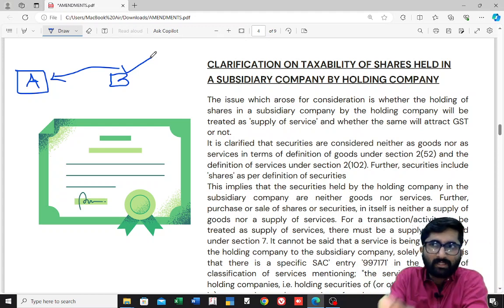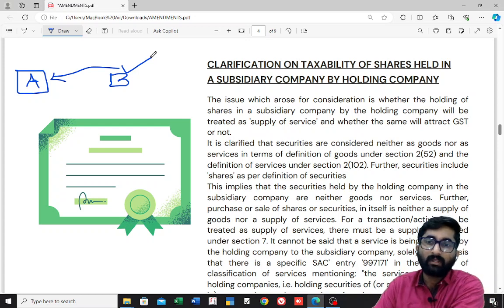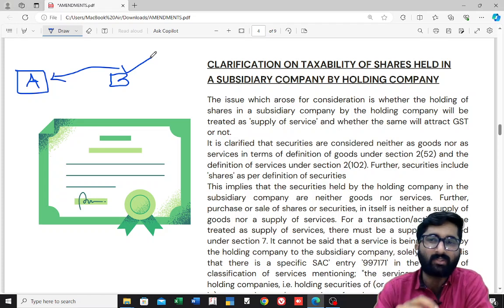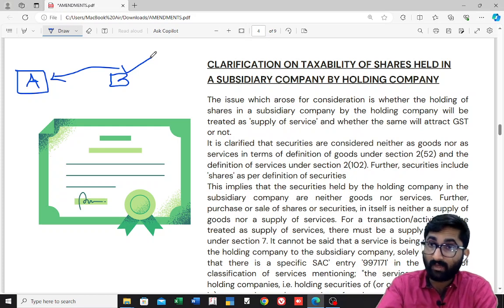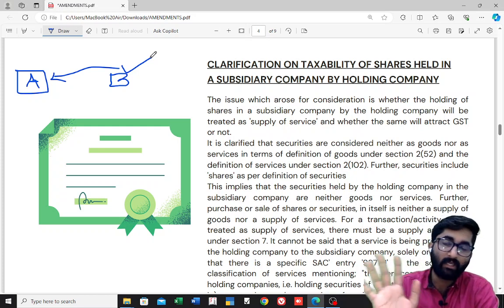What if I actually start giving service to your company? In that case, it is service. See, actual service is service, but just holding the shares will not amount to service. I might be controlling your company. I might be giving you some suggestions, but it is not a service.